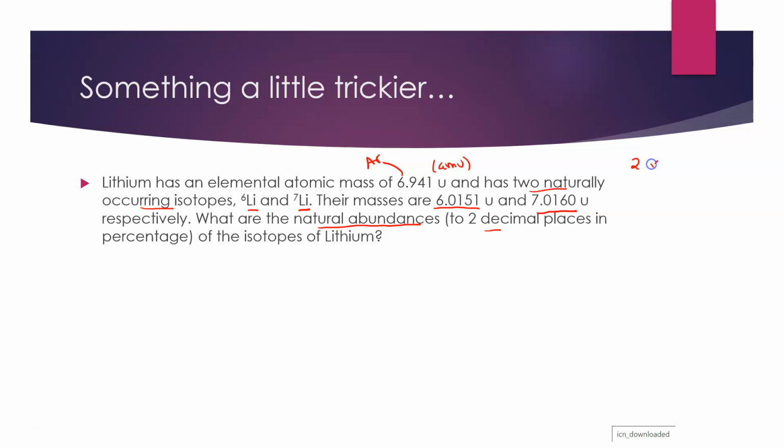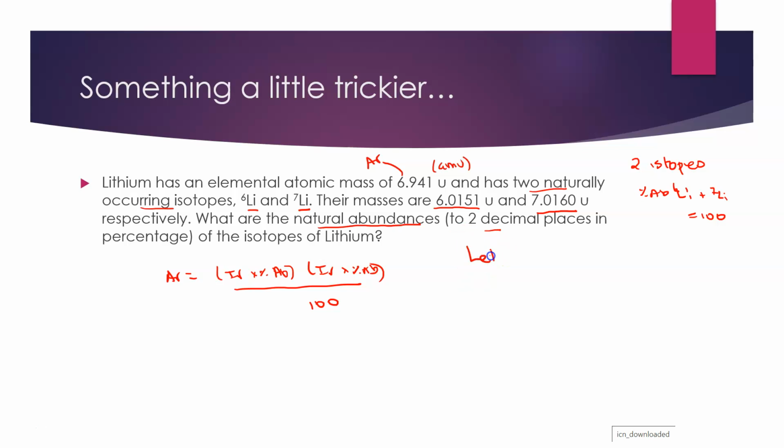So we have 2 isotopes, and we know that the total of the percentage abundance of each one, so the percentage abundance of lithium-6 plus the percentage abundance of lithium-7 must equal 100. Okay, and we know that we have the formula Ar is equal to the isotopic mass multiplied by the percentage abundance for both isotopes divided by 100. So what we can do is we can use algebra to help us solve this problem.